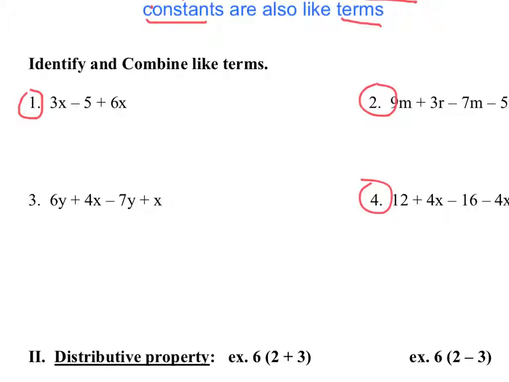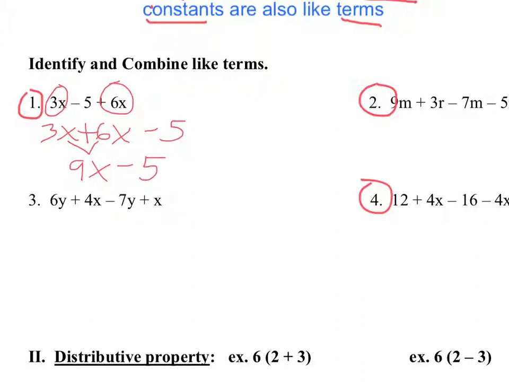Now it says identify the like terms. So I have 3 terms here, 3x, negative 5, and 6x. The only terms that look similar, meaning that I can combine them, are the 3x and the positive 6x. So I group those together, 3x plus 6x. Then I'm going to put the minus 5 off to the side. I can combine these. So when I add the 3 and the 6, I get 9, and then I just bring down the x. Then I bring down the 5.